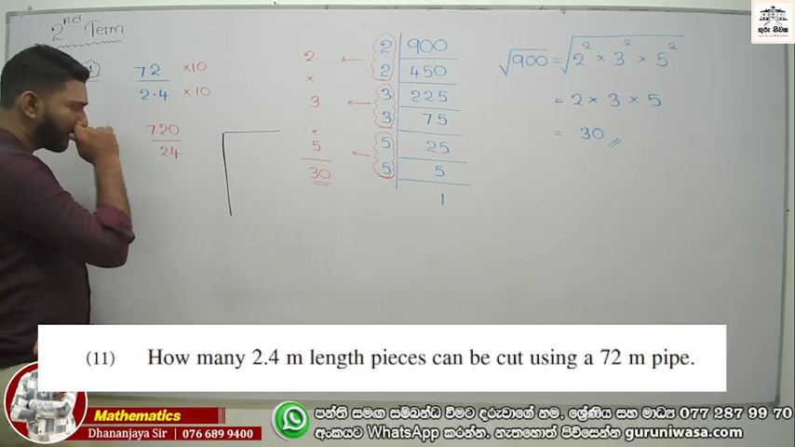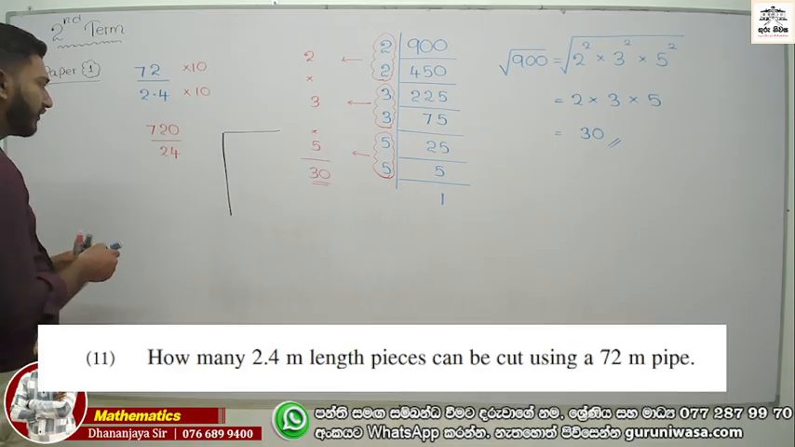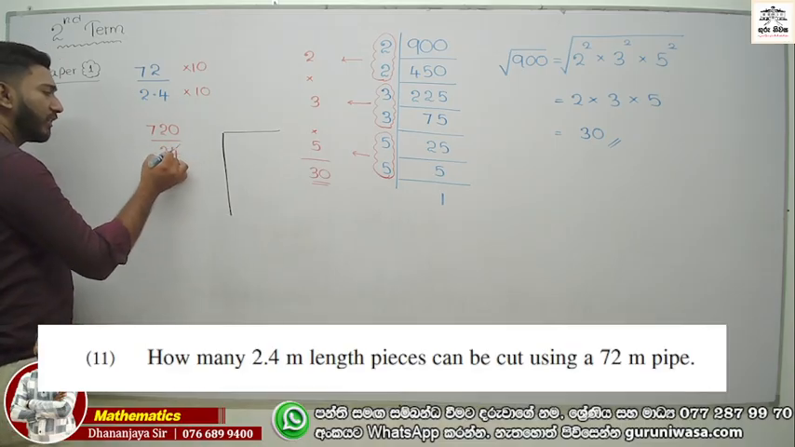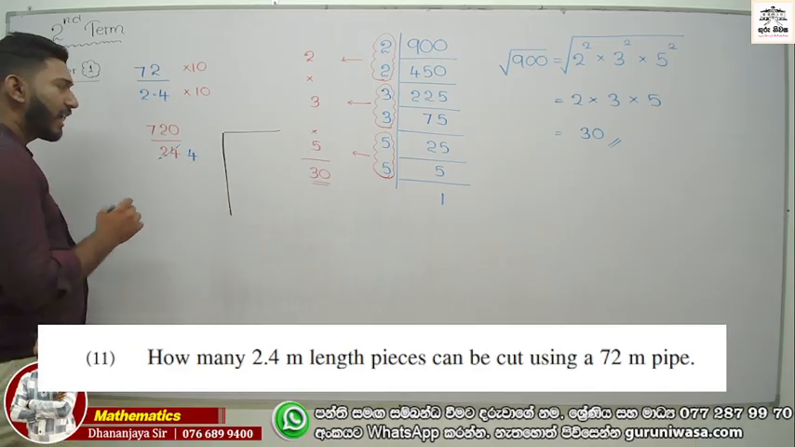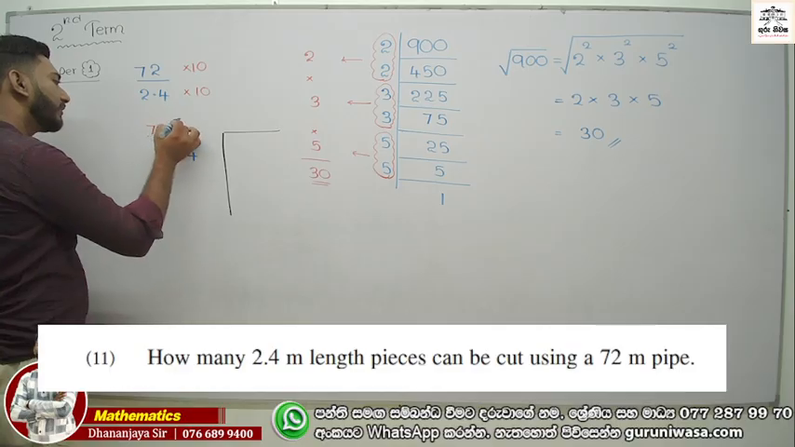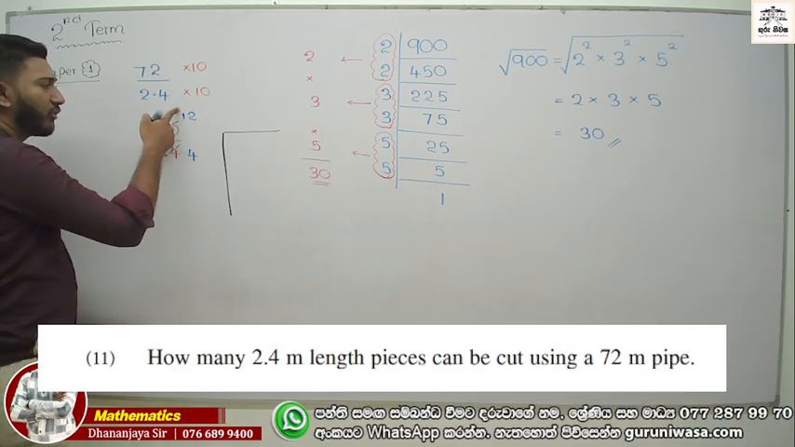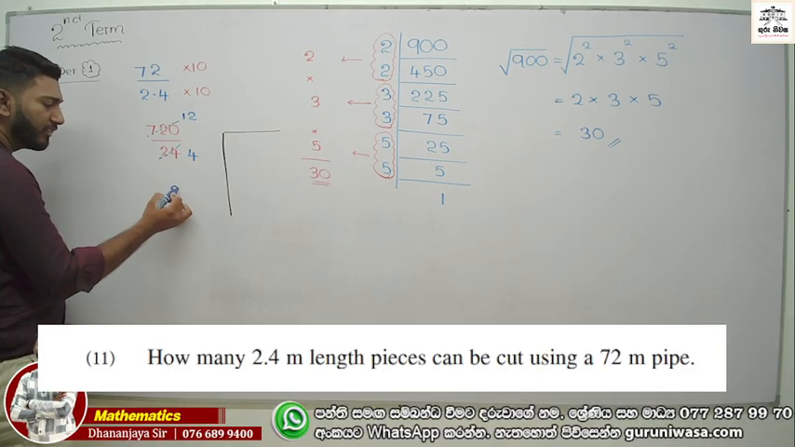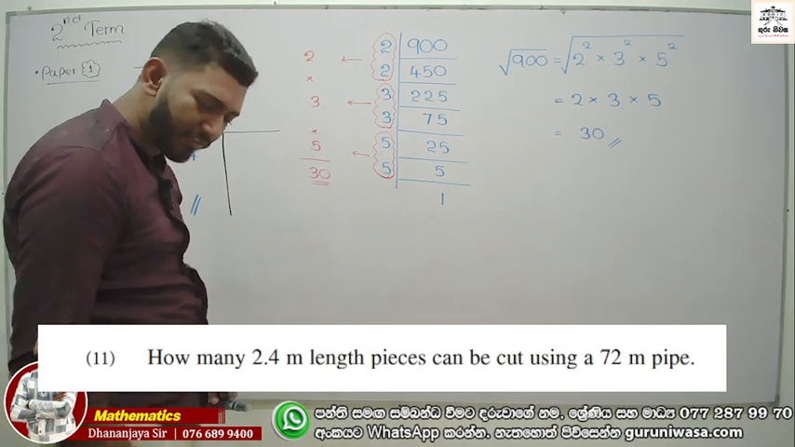That's a very easy trick, right? Because look at this. 24 is 6 times 4. And 72 is 6 times 12. Now 12 divided by 4, what is the answer? Just 3. That is a very simple trick.